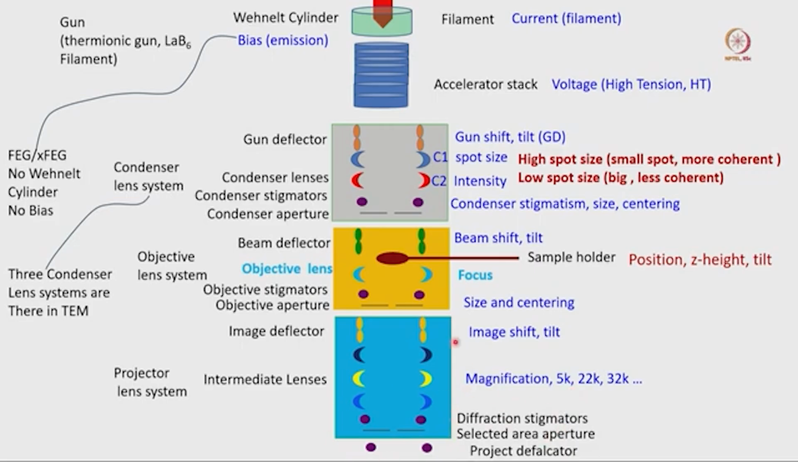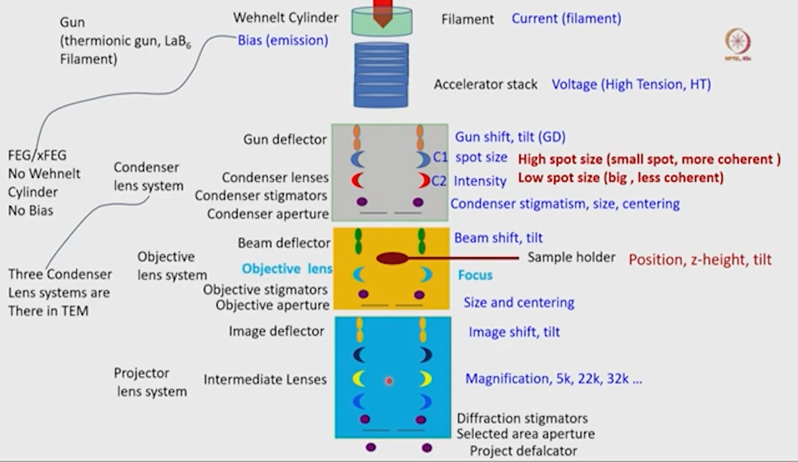So now from this one we can get the detector and get all this imaging information. So this is the overall architecture of the microscope, which is connected with different options, and their names are different. It will not be written like gun deflector, condenser lens, condenser stigmator or condenser aperture.